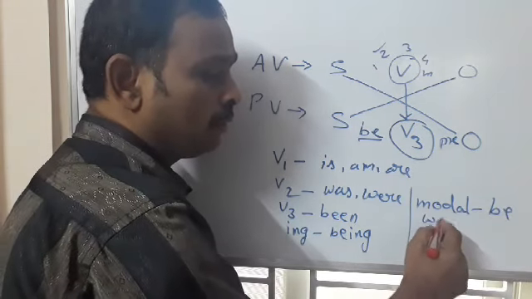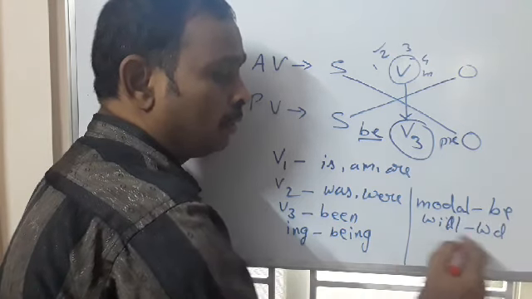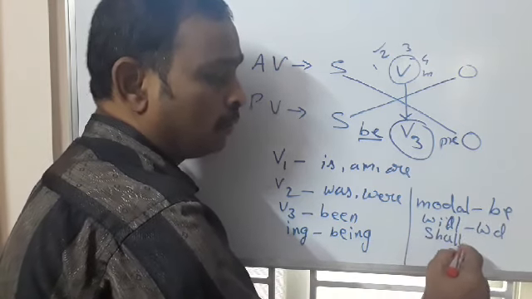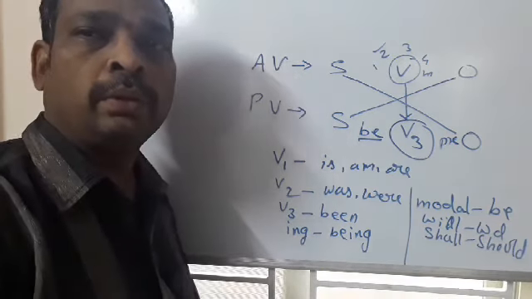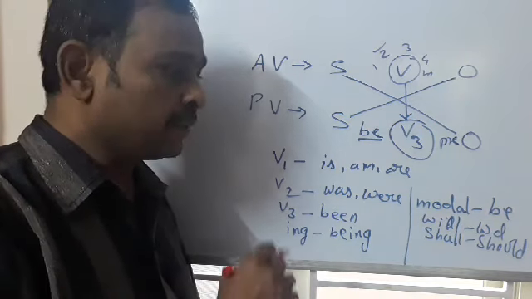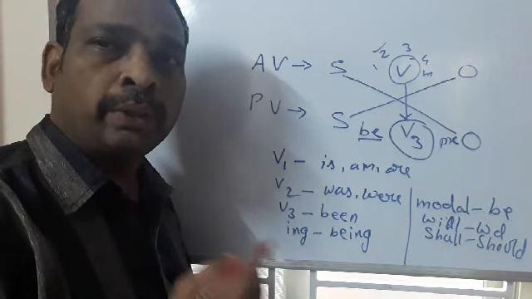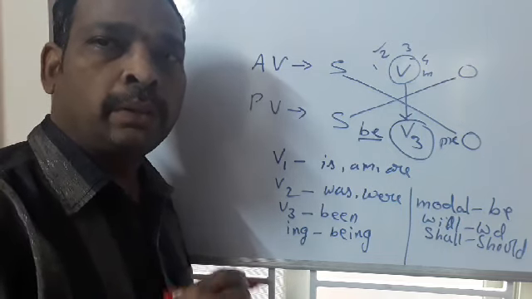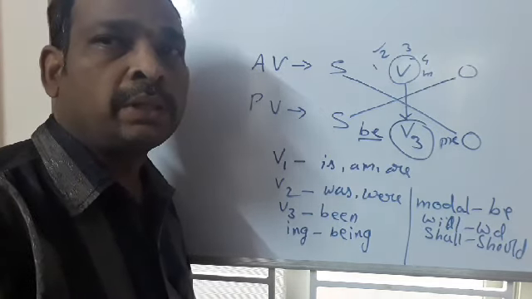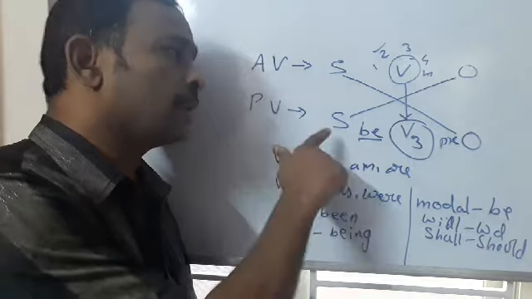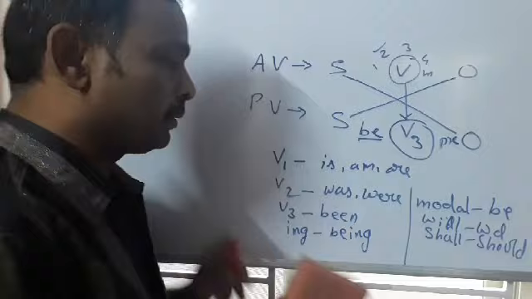Modals means will, would, shall, should, like that, can, could, may, might. So if such words are there, will be plus verb 3, would be verb 3, should be verb 3, shall be verb 3, may be verb 3, like that we use. This is basic information for constructing passive voice. Now let us see some examples.